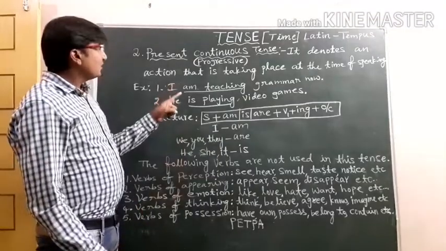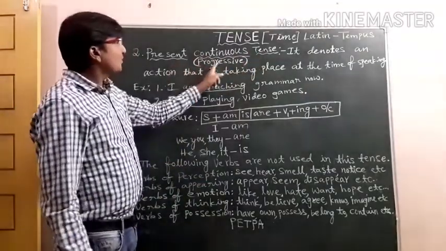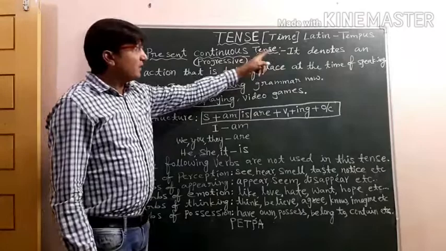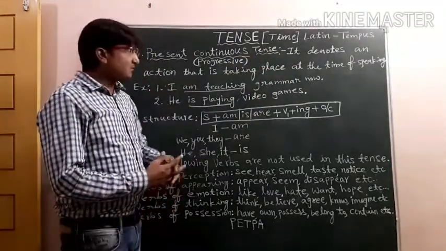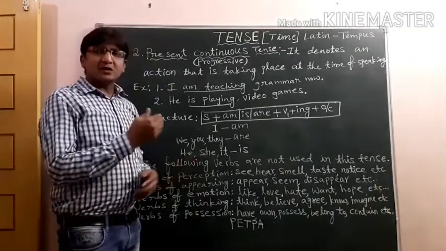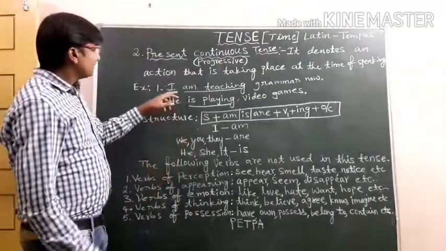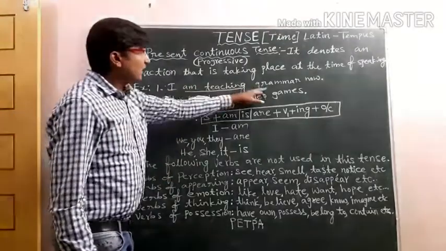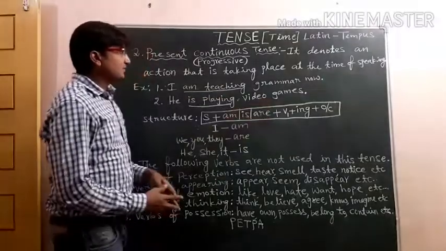the second one, present continuous tense. It is also called progressive tense. It denotes an action that is taking place at the time of speaking. It tells about an action that is going on. For example, I am teaching grammar now. He is playing video games.